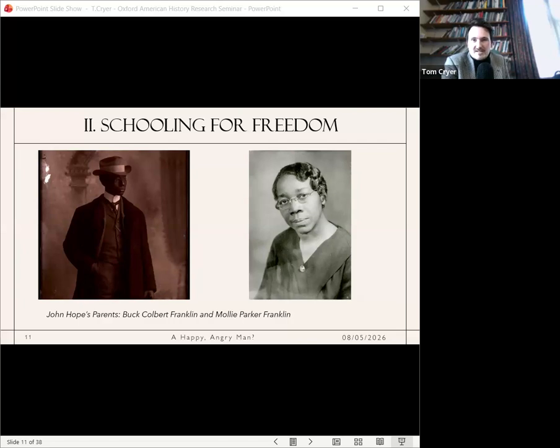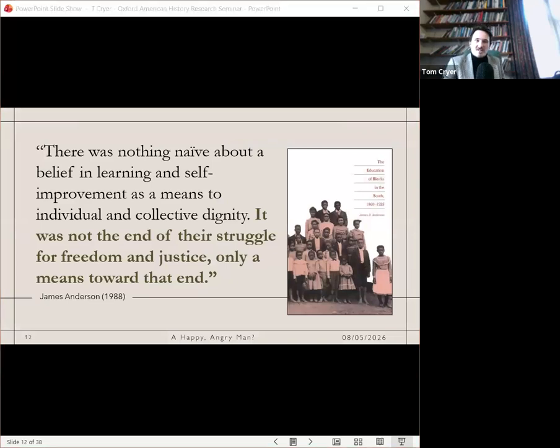Taking such ideas seriously, I'm building on a rich literature, particularly James Anderson's suggestion that there was nothing naive about believing in learning and self-improvement as a means to individual and collective dignity. It was not the end of Franklin's struggle for freedom and justice. It was only a means towards that end.